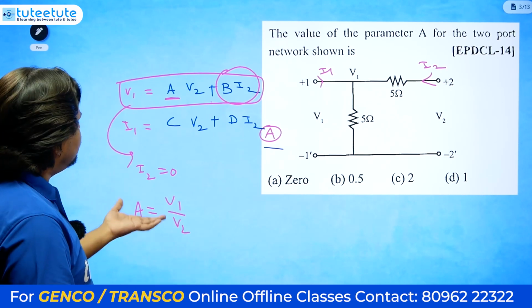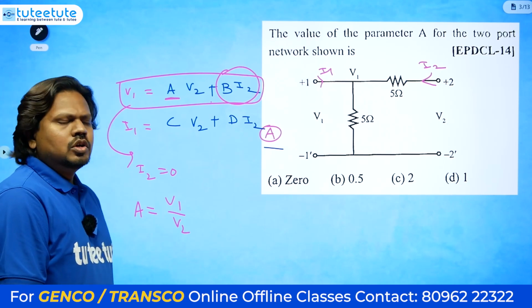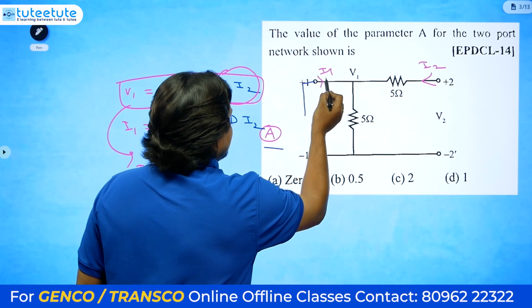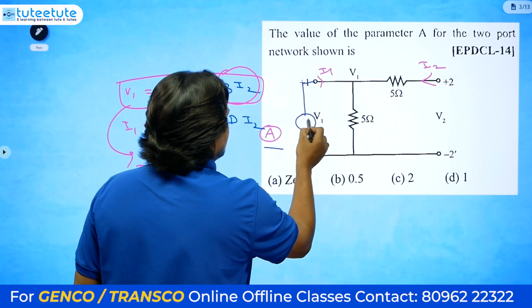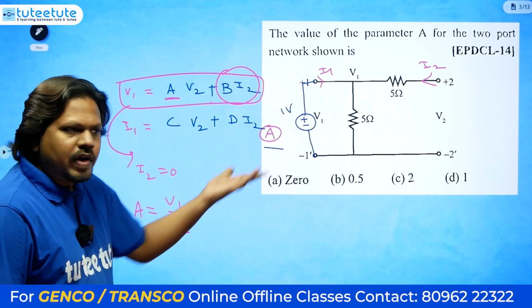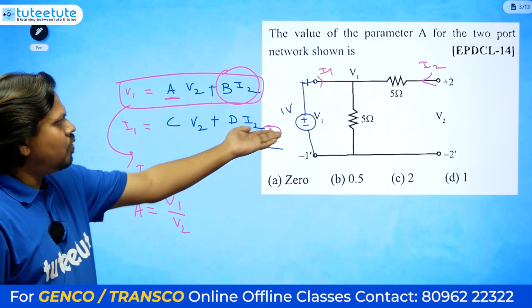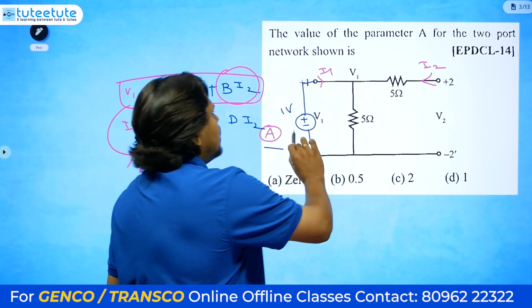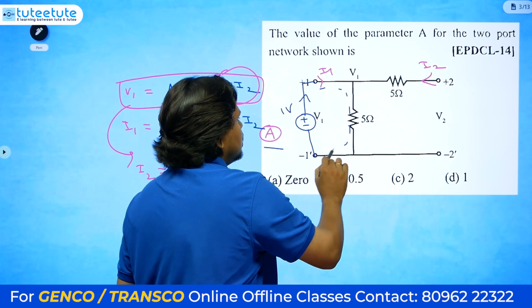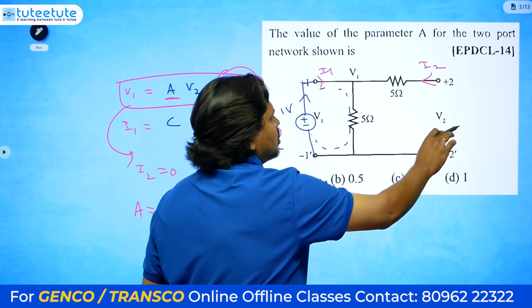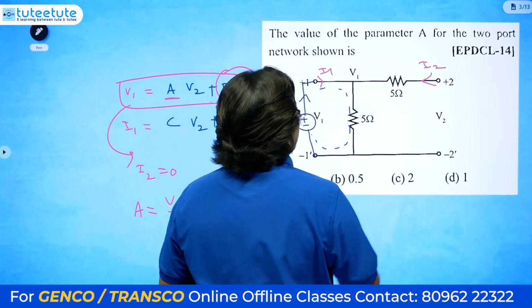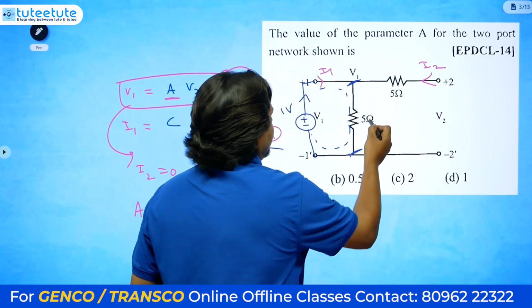Now how will we get this V1 divided by V2? We need to energize this source. Here, if I consider a 1 volt source at V1, then directly the V1 value we got: V1 is 1 volt. So 1 volt will give some current like this, and that current will flow here only, because this is open circuit, so no current will flow. So voltage V2 is nothing but the voltage across this 5 ohms only.